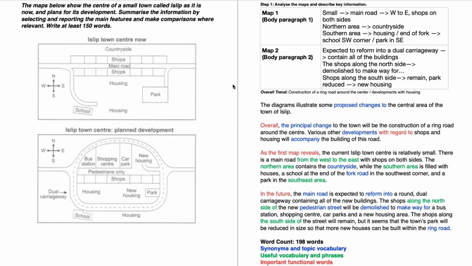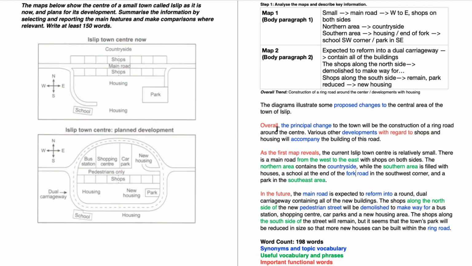Again, instead of maps, I've said diagrams. Instead of show, I've said illustrate. Plans for its development, I've basically said proposed changes to. And the central area is a great synonym for the center of a small town. So you see, I'm still saying the same thing. It's really helpful if you have synonyms that you can use. So when you see maps, don't be afraid to use diagrams and vice versa.